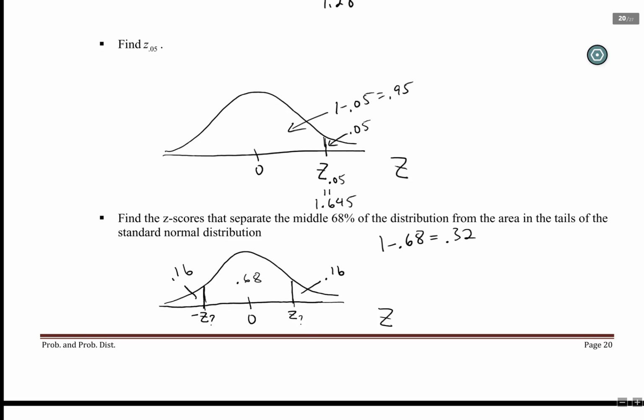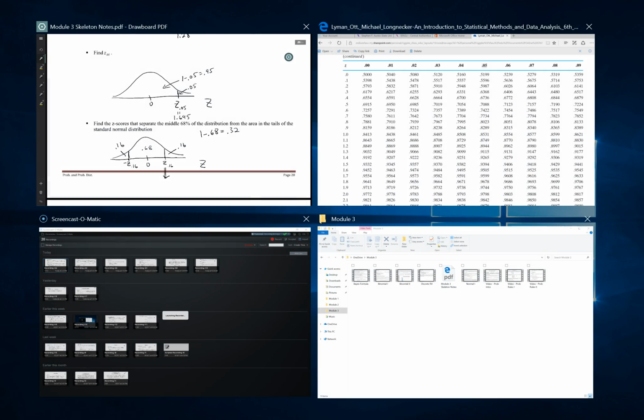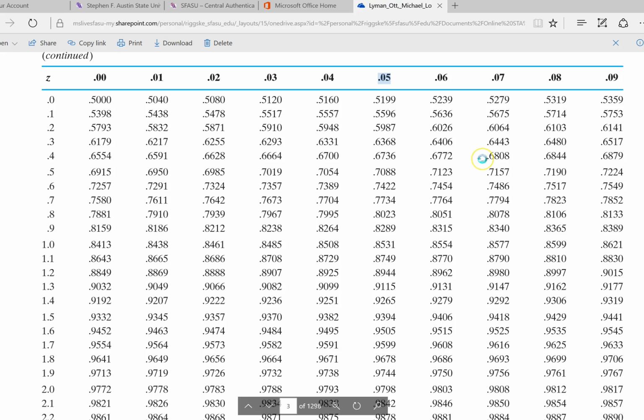Okay, so I can now talk about z sub 0.16 here in the right tail, and negative z sub 0.16 in the left tail. For the right tail, I'm going to look for a z-value that has a left area of 0.84. So if I go to my table here, look for a left area of 0.84.